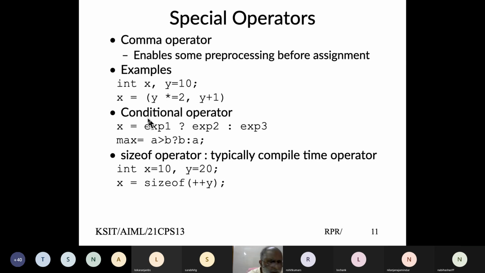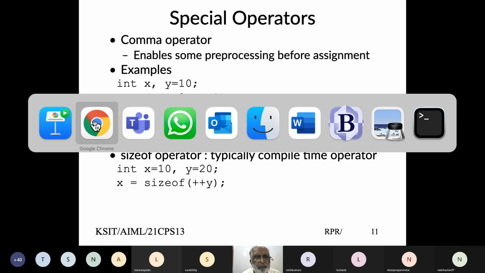We know that y is an integer. An integer takes 4 bytes or 8 bytes. So it will not evaluate this, and it will basically be 4 bytes for the integer. So let's quickly run and show the code so that you can understand what happens.